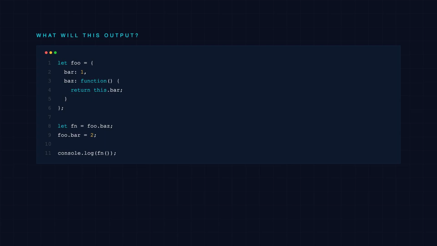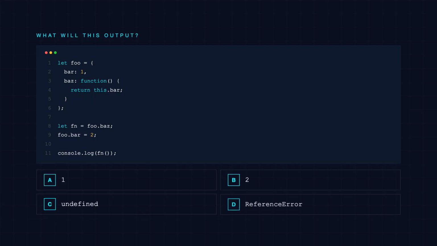Here's today's code trap. We have an object foo with a bar property set to 1 and a baz method that returns this.bar. We then extract baz into a standalone function called fn and update foo.bar to 2. When we call fn and log the result, what do we get? Is it A, 1, B, 2, C, undefined, or D, a ReferenceError? Think carefully about what happens to the this keyword when a method is detached from its object.